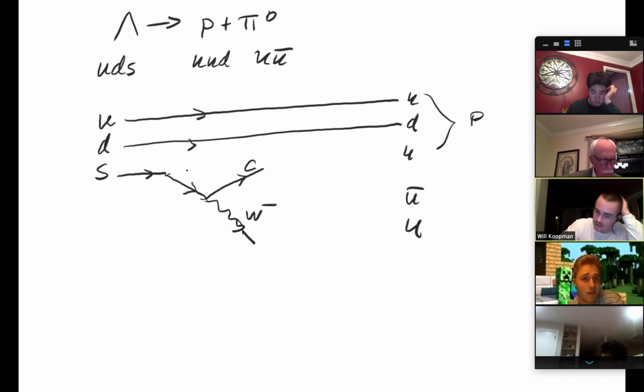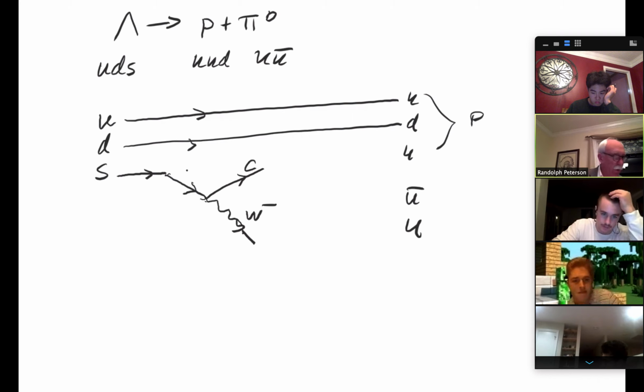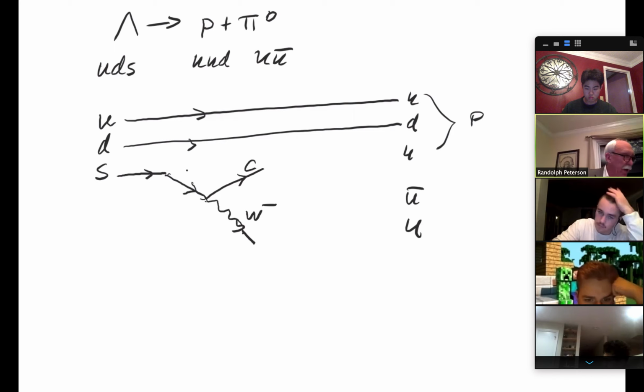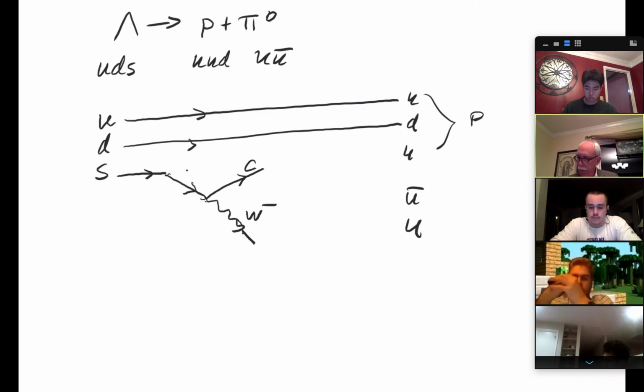Is energy conserved in this one, right? The omega. Yeah. Lambda is less than the omega. Just barely. Yes.